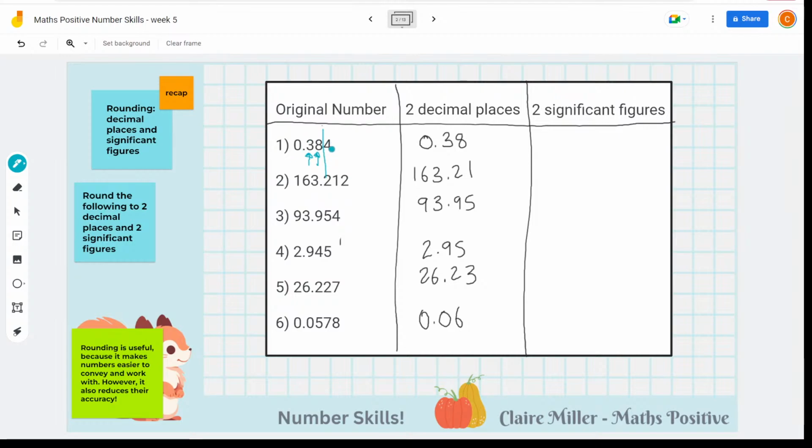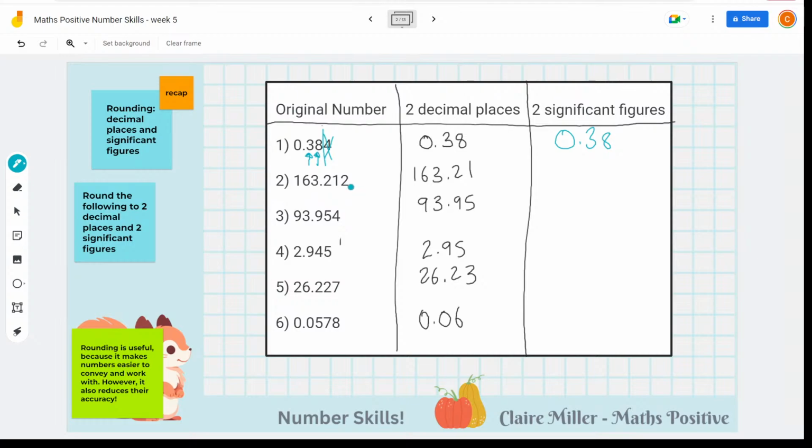So just like before, we need to think, is this number 5 or bigger? And it's not. So we don't need to change anything. We just cut the end off, basically. So we get 0.38. And notice it's the same in this case, but it's not always going to be the same. Be interesting to see when our rounding makes our numbers the same to 2 decimal places and 2 significant figures, and when it's different. Brilliant. What about the next one?